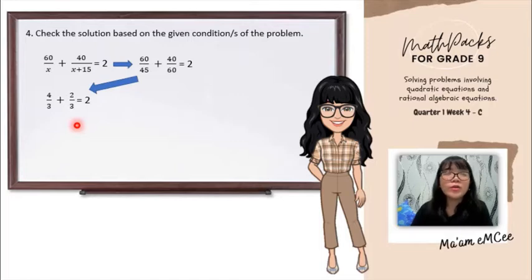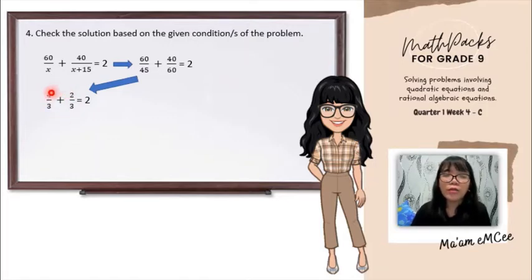Similar fractions are fractions whose denominators are the same. So, parehas na denominators. If you add or subtract similar fractions, the rule says you need to add or subtract the numerators and then copy the common denominator. So, we only have to add the numerators.